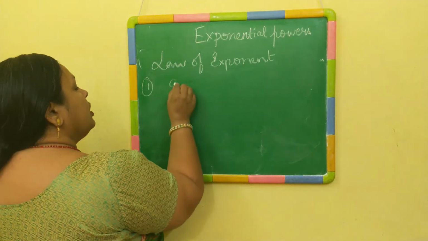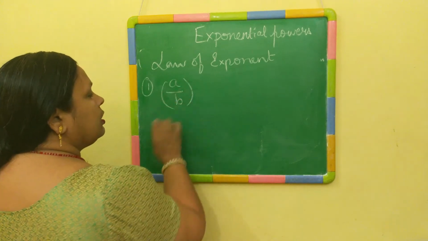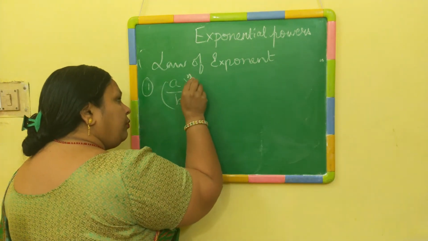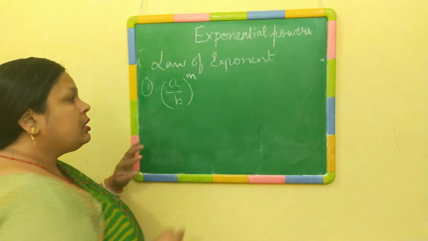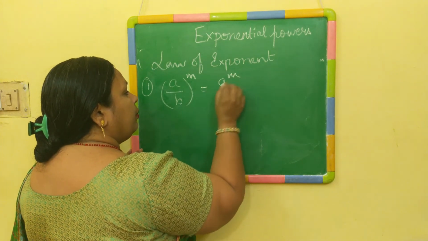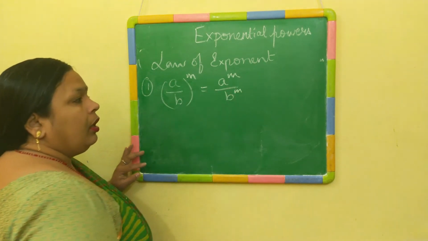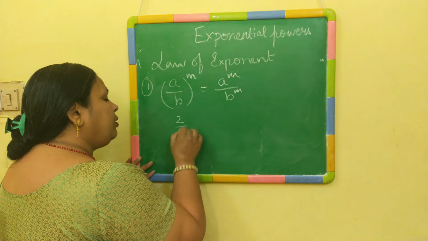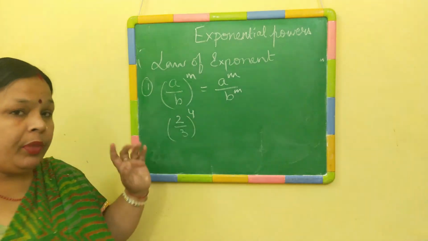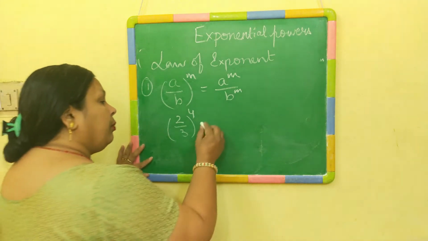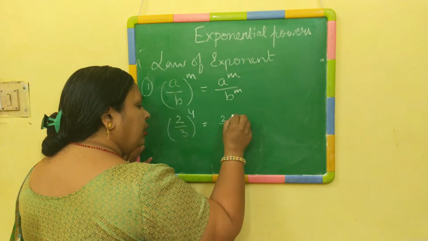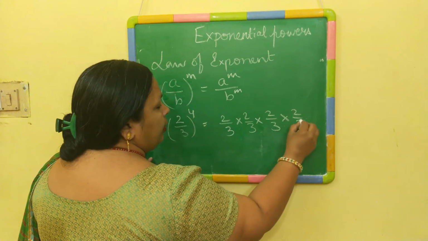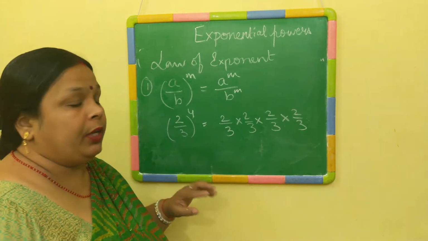So the first law says, if a by b is a number, here we are taking it as a rational number, and it is raised to power m, this is nothing but a power m by b power m. Now, to explain this, we'll take the help of an example. Let's take 2 by 3 power 4. Clear? 2 by 3 power 4 means 2 by 3 into 2 by 3 into 2 by 3 into 2 by 3. That means 2 by 3 is to be multiplied 4 times.